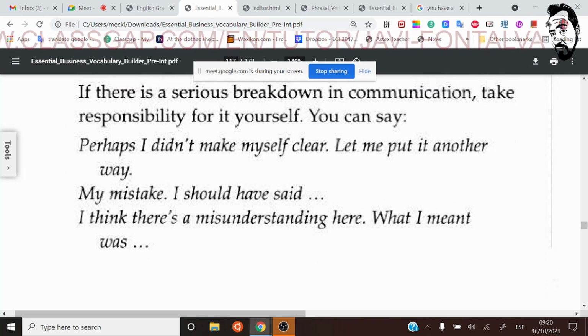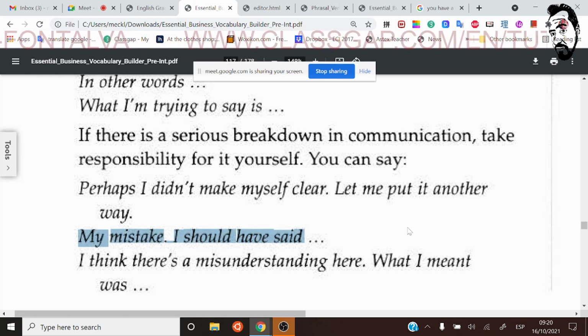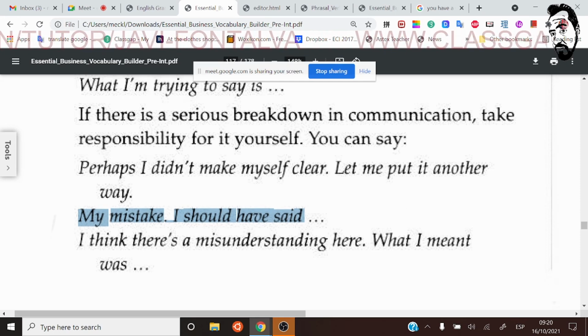Or maybe you make a mistake, so you say, my mistake. I should have said. Debería haber dicho. I should have said. Can you repeat this? My mistake. I should have said. Should have. Acá es la que se junta como. Okay. Should have said. I should have said.